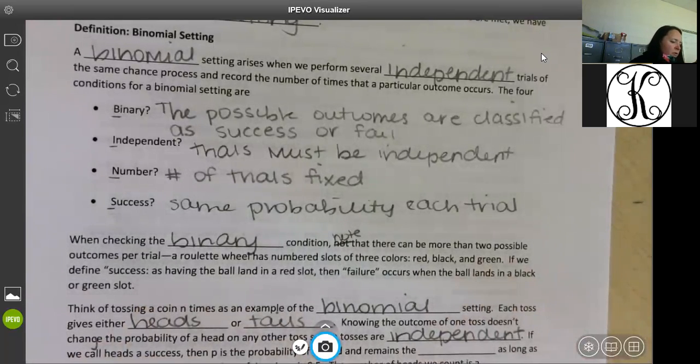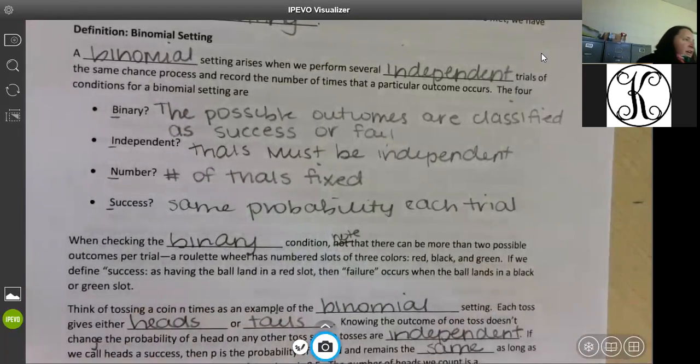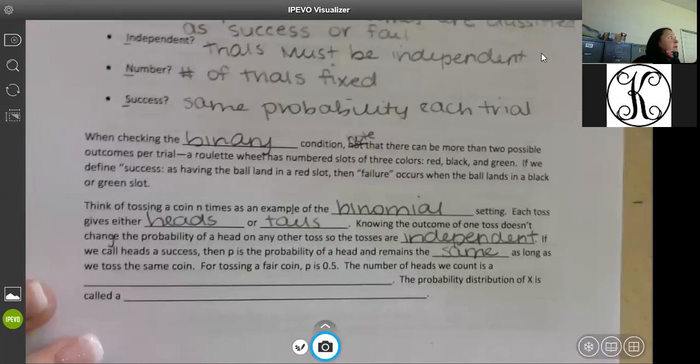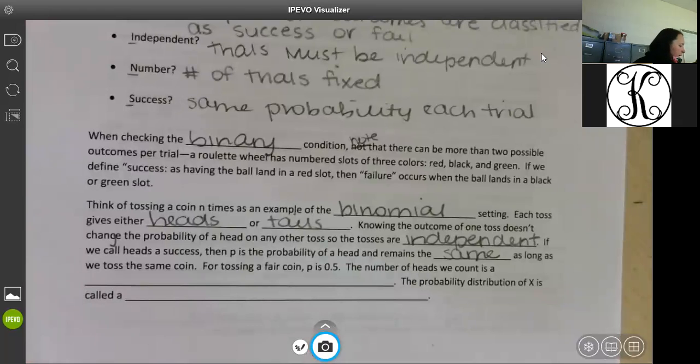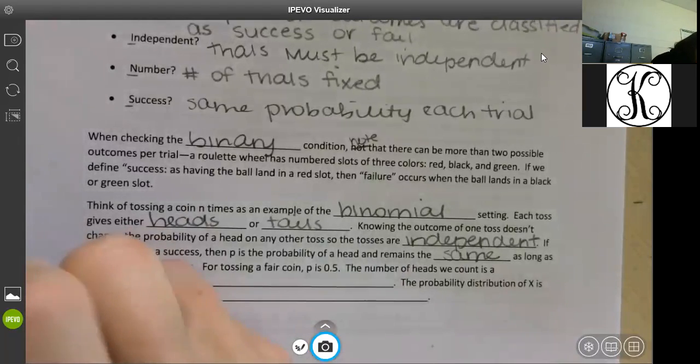It's always independent. If we call heads a success, then p is the probability of a head and remains the same. So that probability does not change as long as we use the same coin. For tossing a fair coin, the probability would be 0.5 because there's a 50% chance of getting heads. The number of heads we count is a binomial random variable X.